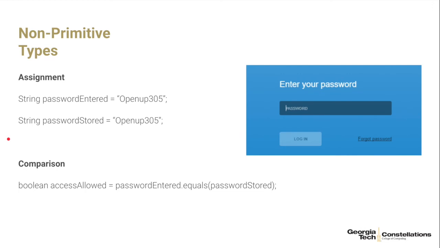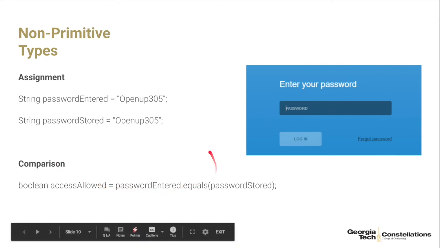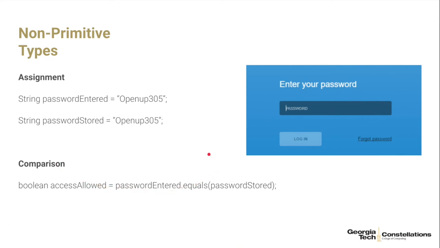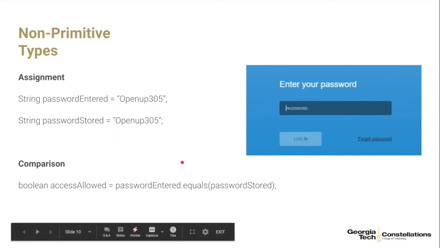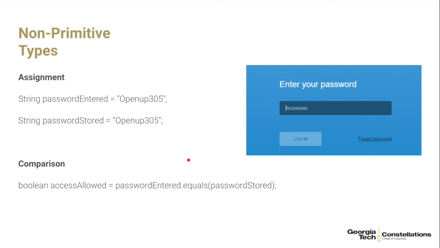So both primitive and non-primitive data types use the equal sign for assigning values to the variables. However, since this is a string and it's a non-primitive, we don't use two equal signs when it's time to compare them. We use a method called dot equals, and we pass in whatever other variable we want to compare. And the reason why we do that is because non-primitive types are objects, and with objects we use methods when we want to compare them. So equal sign to assign a value for non-primitive types, and a method, the dot equals method, used to compare them.